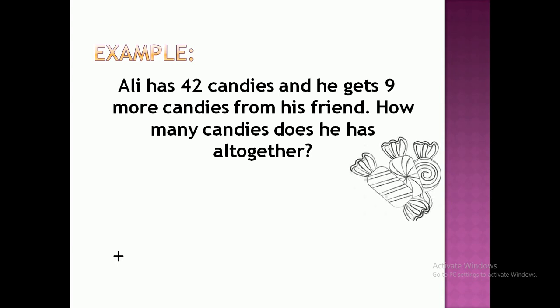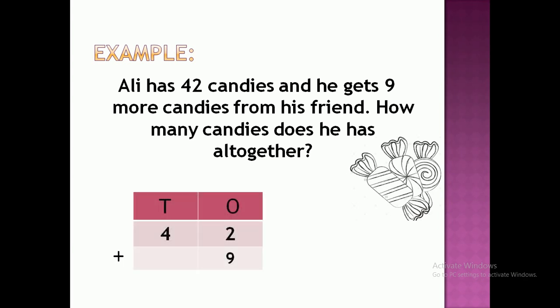First of all, we will write 42 and 9 into the place value chart, as you can see, and now we will add them. So before adding, we have to check what are the digits in the ones column.